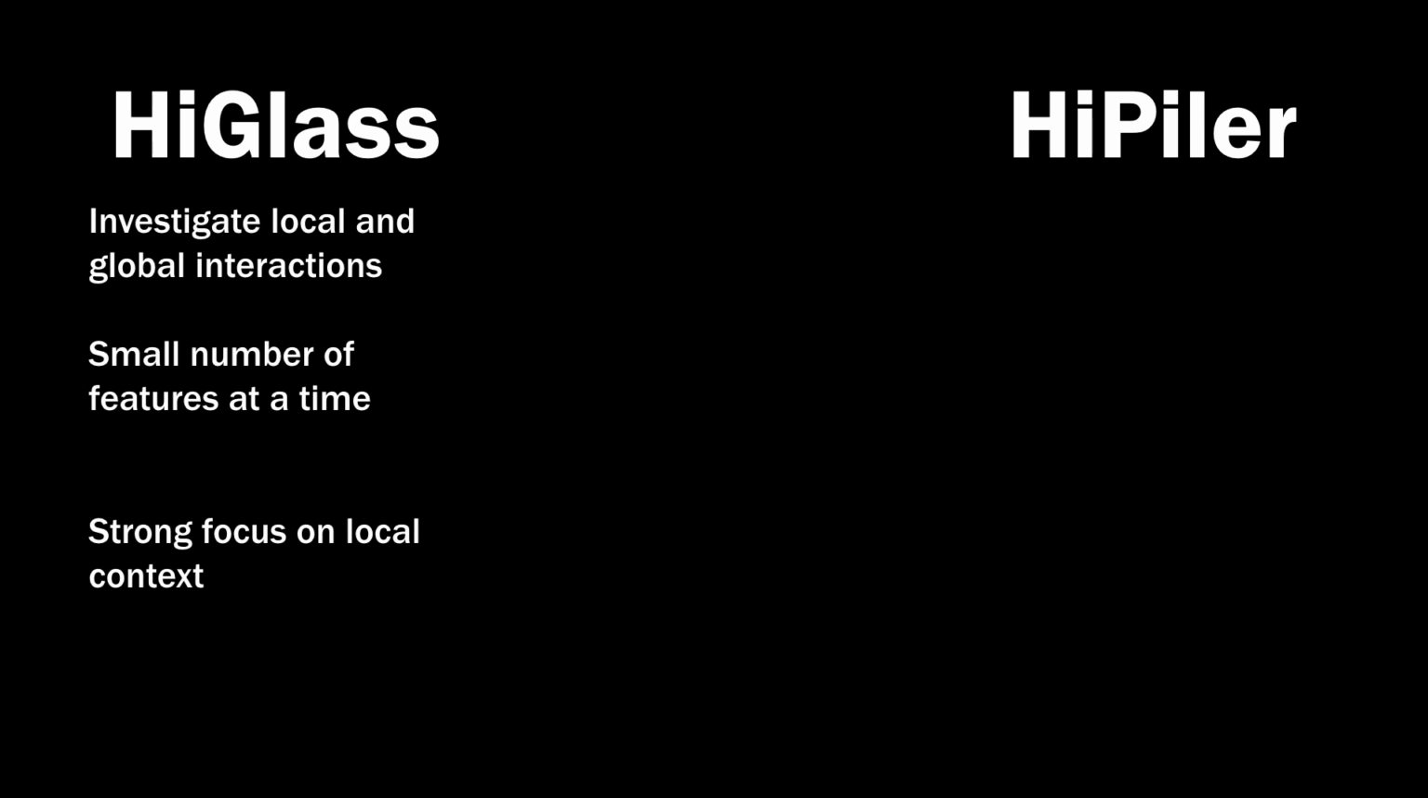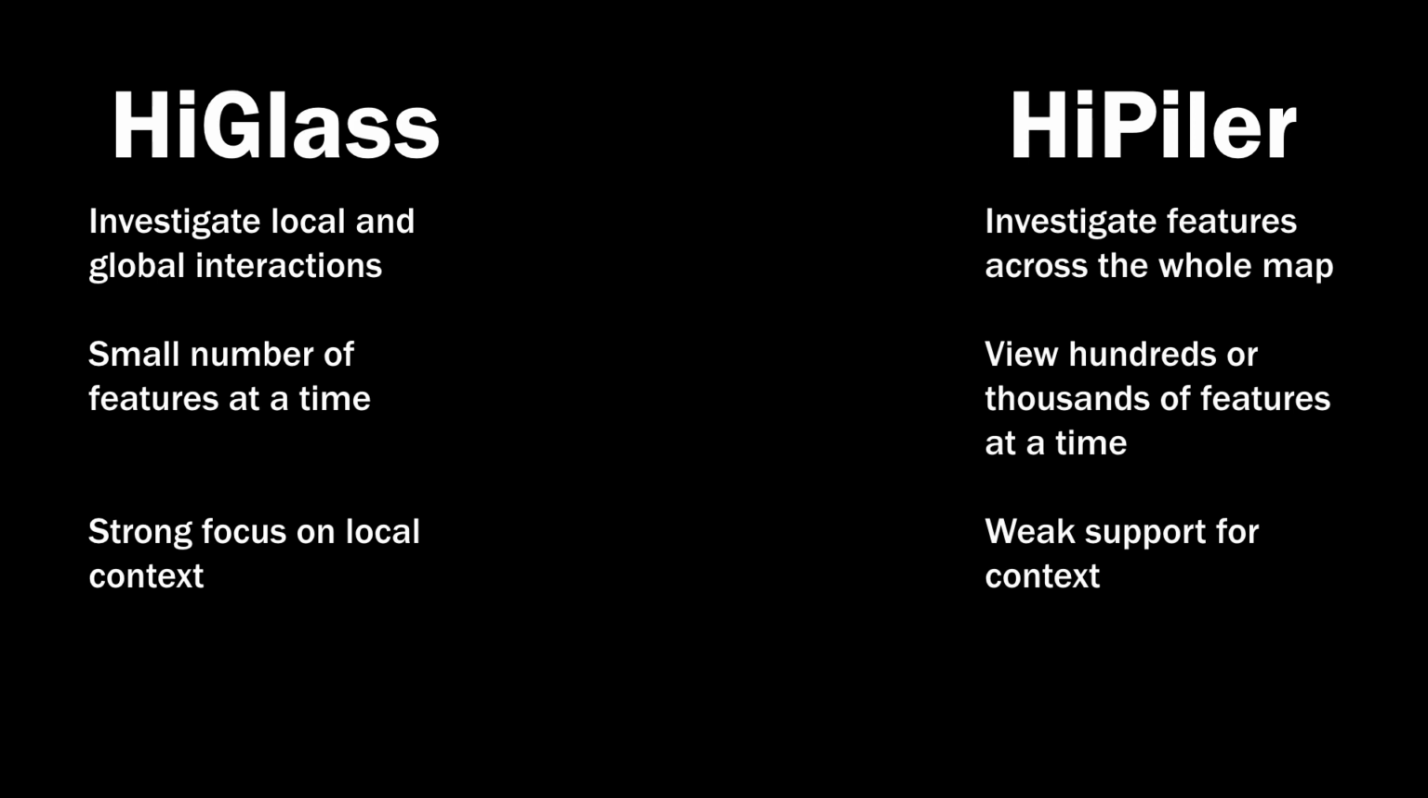And then what we end up with in HiGlass, right, is something that allows us to investigate both local and global interactions, because we can do overview detail, we can zoom and pan, and all that. But we can only look at a small number of features at a time. And here in HiGlass, you have a really strong focus on the local context, right? You look at a region, and then you have all the context for that region around there. But to see global patterns in a tool like HiGlass, those have to be pretty large global patterns. They cannot be these loops. And that's what we can do in this tool. It allows us to investigate features across the whole map. It allows us to view hundreds or thousands of features at a time. But it has fairly weak support for the context itself.